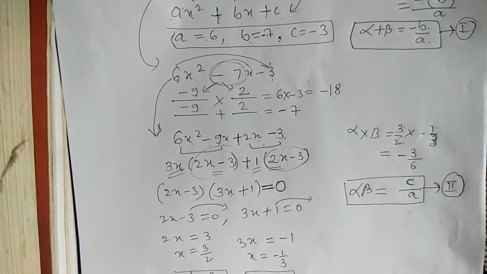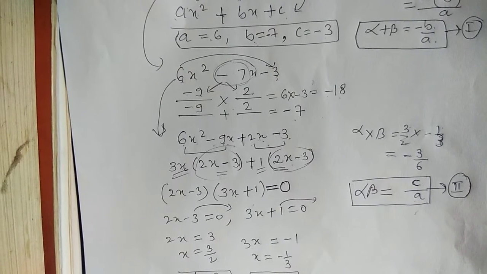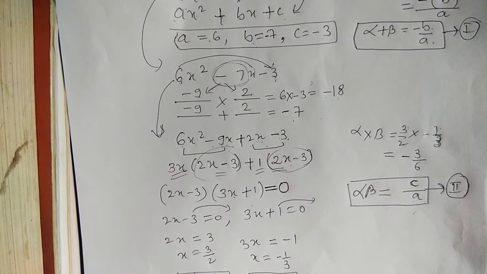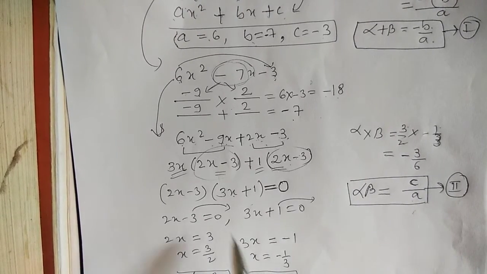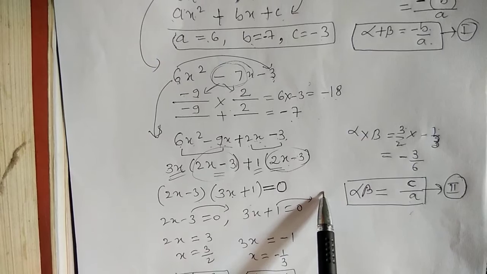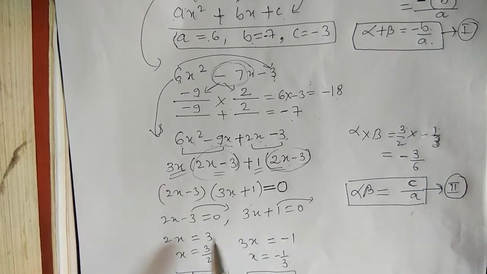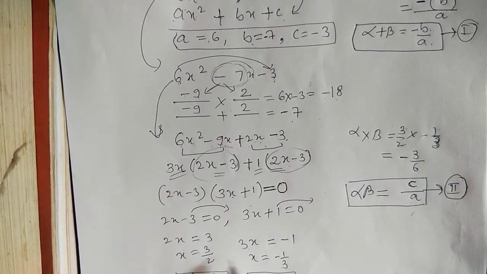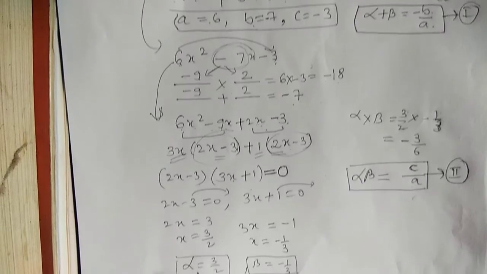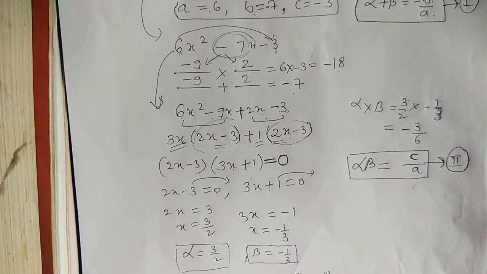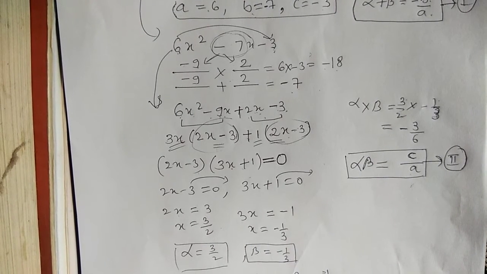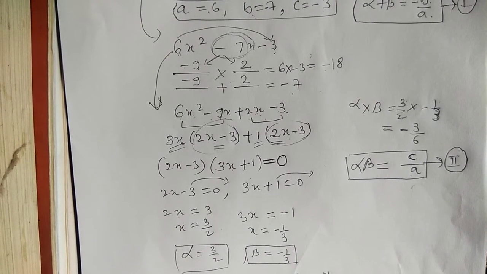After getting the factors, write down equal to 0 if you want to find the roots of the quadratic polynomial. Then either 2x minus 3 equal to 0 or 3x plus 1 equal to 0. Then find the value of x, and you will get two values of x. One value will be alpha, another will be beta. Alpha and beta are the roots of the polynomial.